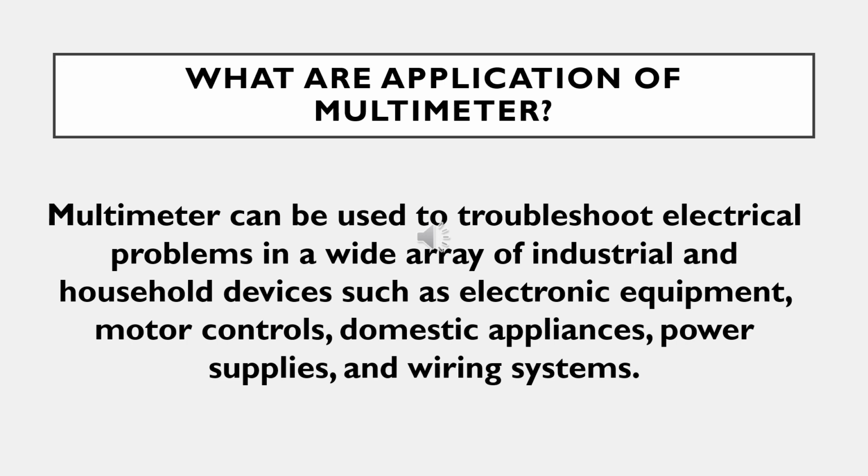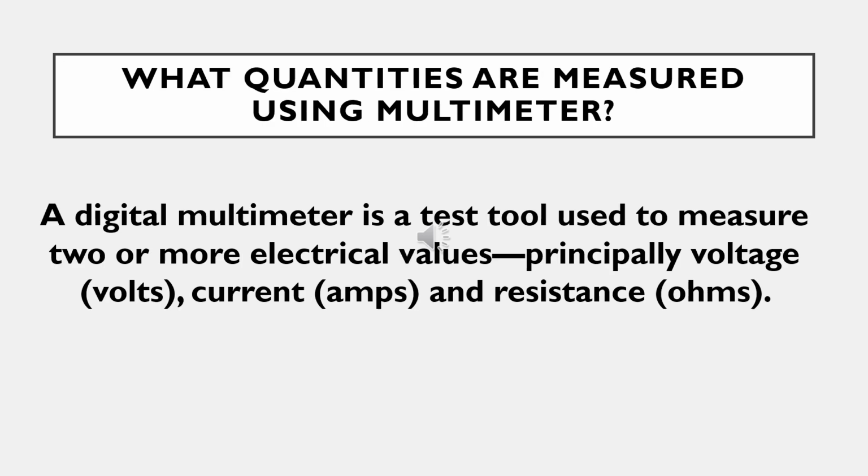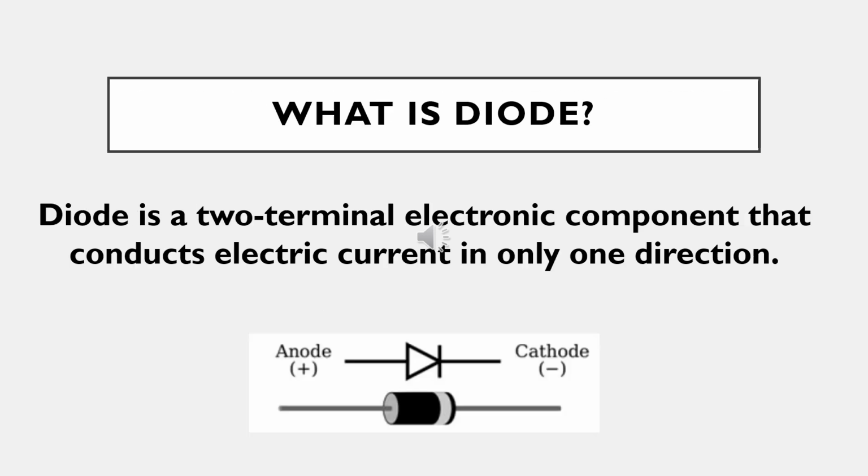Application of multimeter. A multimeter can be used to troubleshoot electrical problems in a wide array of industrial and household devices such as electronic equipment, motor controls, domestic appliances, power supplies, and wiring systems. What quantities are measured using a multimeter? A digital multimeter is the test tool used to measure two or more electrical values, principally voltage (volts), current (amps), and resistance (ohms).